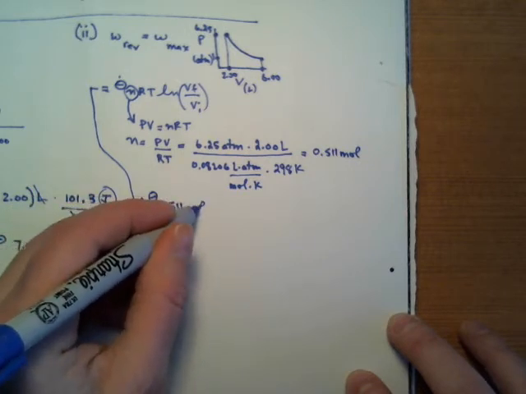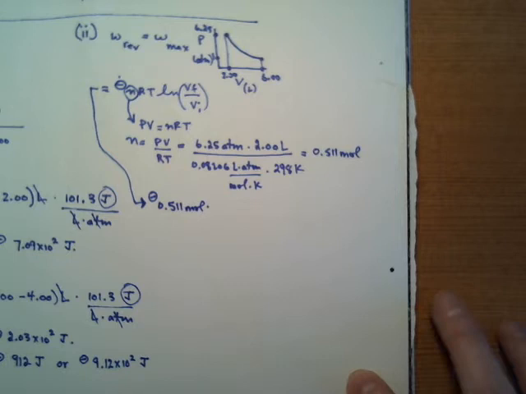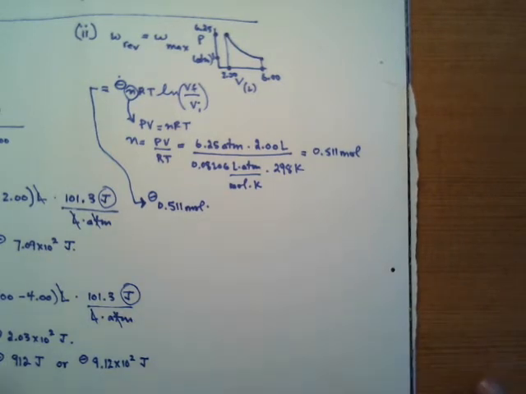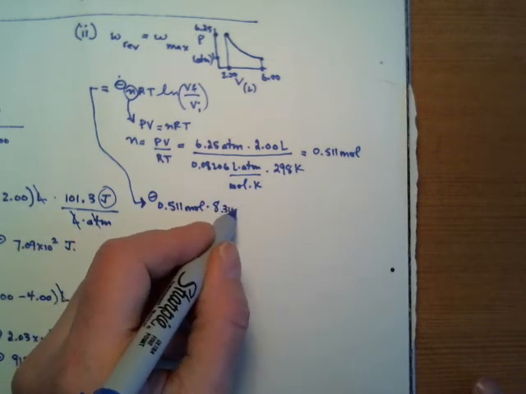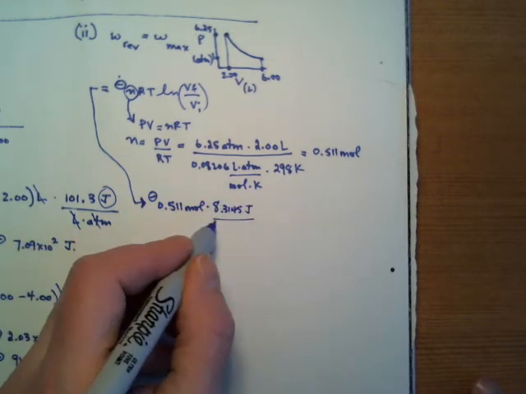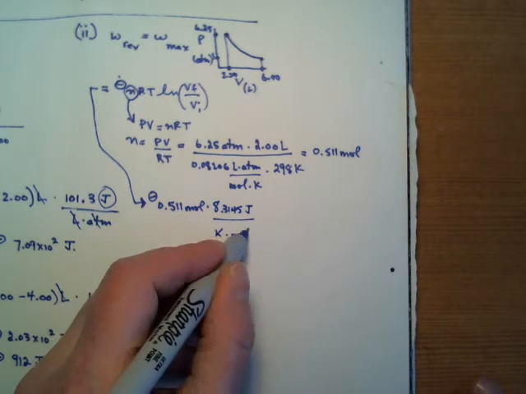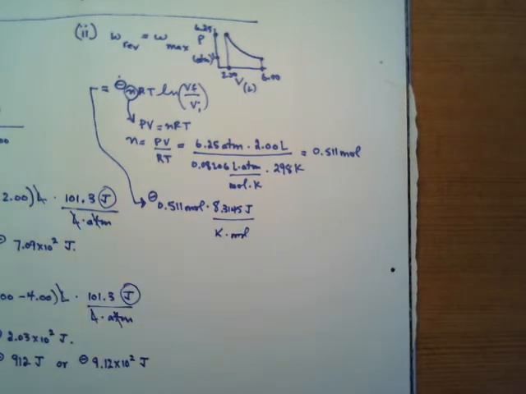0.511 mole multiplied by, this time, my value of R, which is 8.3145 joule per K mole. I don't want the liter atmosphere per mole K. If I do, then I have to do a conversion with the 101.3, so I'll just use the right one.